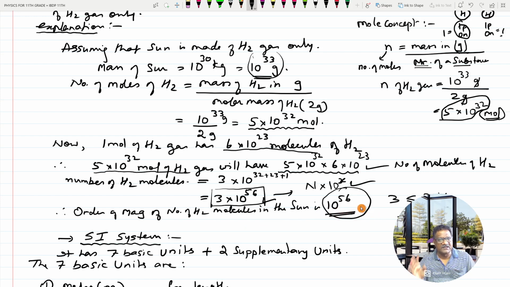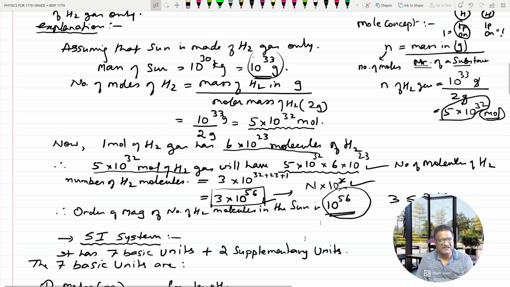I hope you understood the meaning of order of magnitude and how to find the order of magnitude of the number of molecules of hydrogen gas in the sun. Fine. Let us proceed. So that was all about order of magnitude.